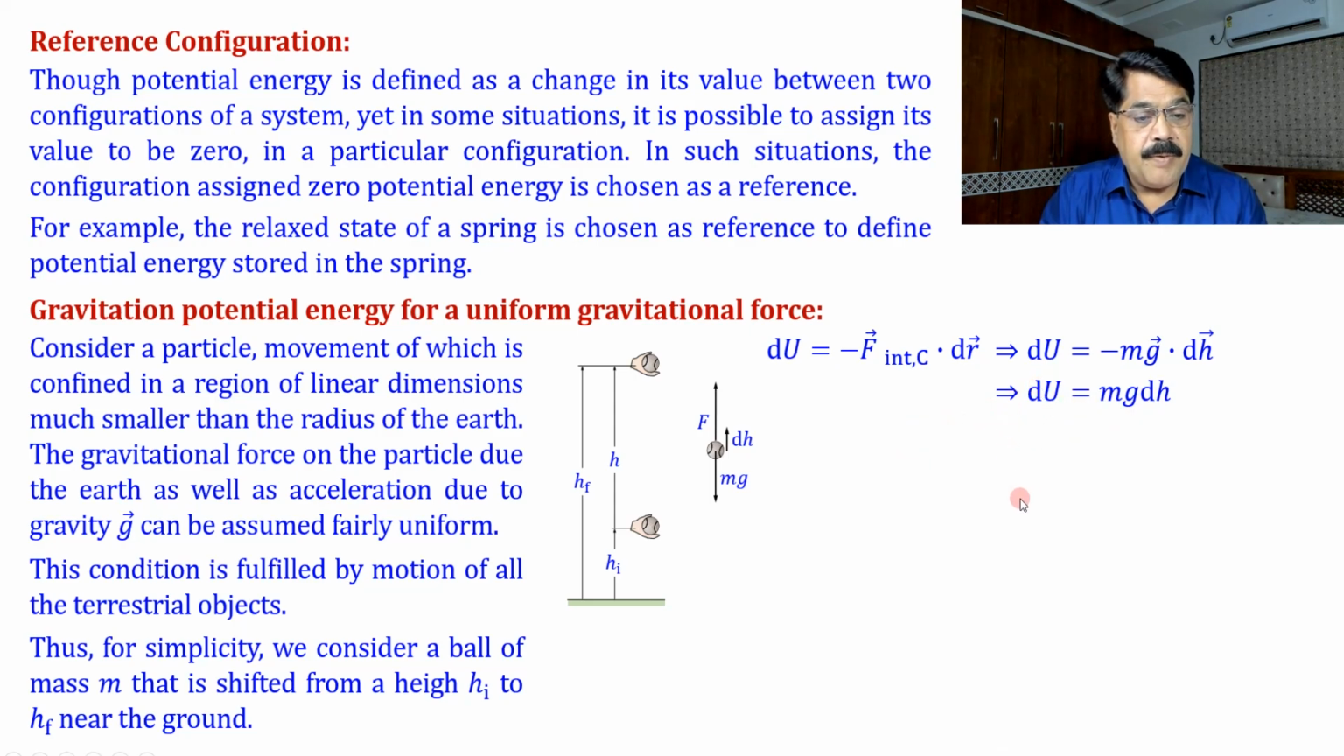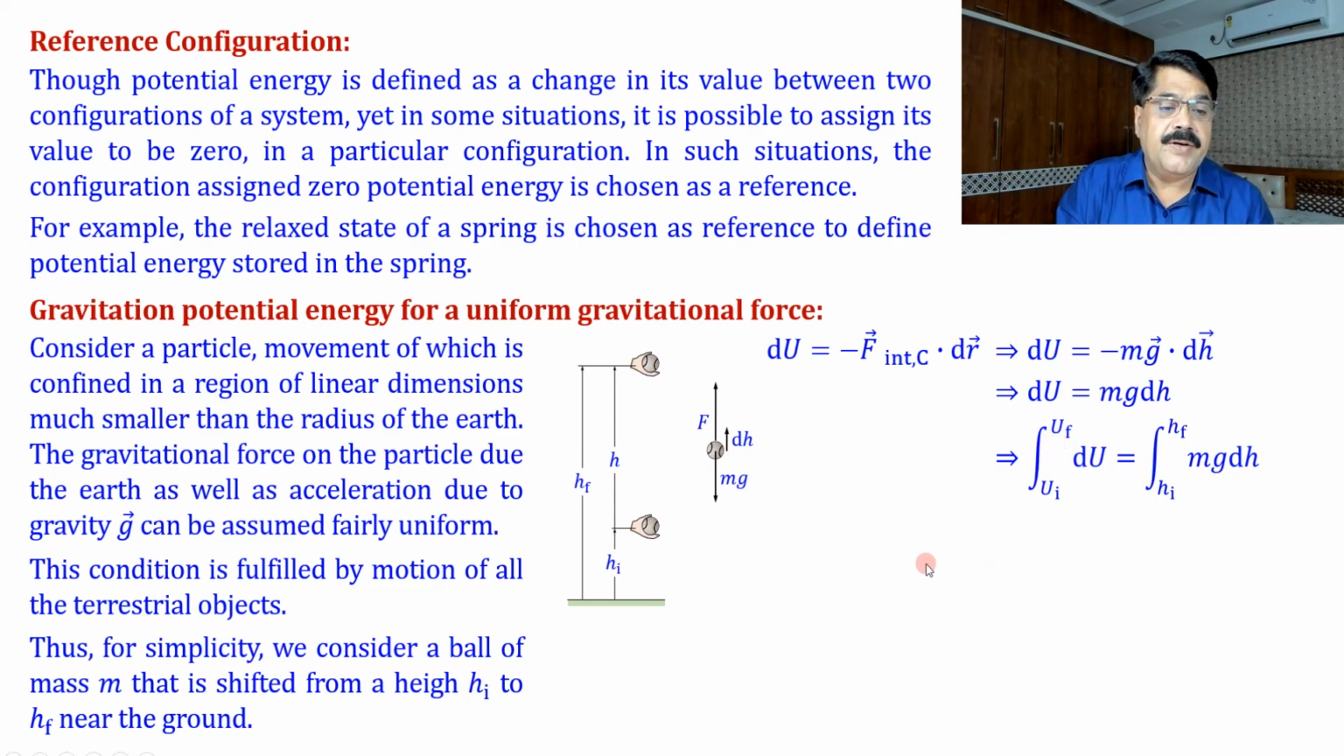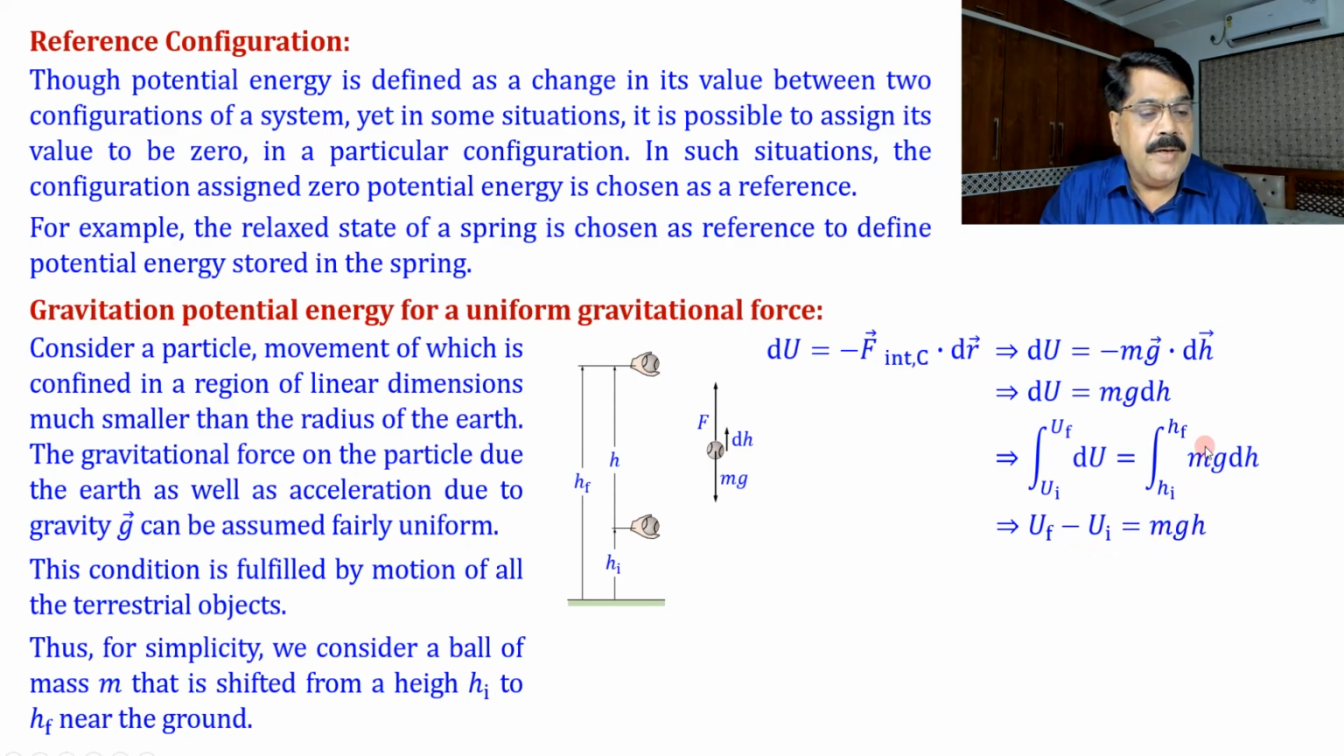Now we perform integration. The definite integral from U initial to U final of dU is equal to the integral from hi to hf of mg dh. So on the left-hand side we get U final minus U initial, and here we get mg hf minus mg hi. Now we can simplify it: mg times delta h. So we get U final minus U initial equal to mgh.